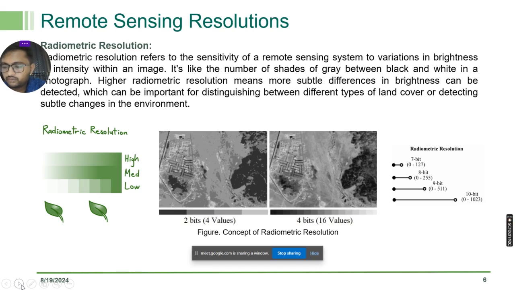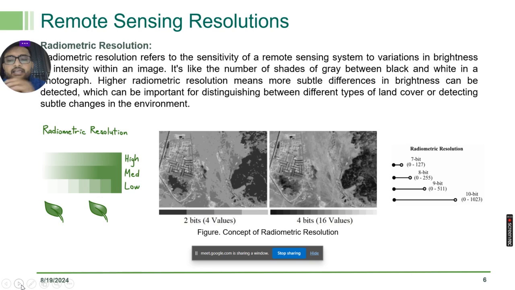Now we will see the third type of resolution, which is known as radiometric resolution. Radiometric resolution refers to the sensitivity to the particular object. Let's say some light is reflecting off the object and coming back to the satellite. How do we differentiate between two different leaves? Let's say one leaf is reflecting more, and one leaf is reflecting less.